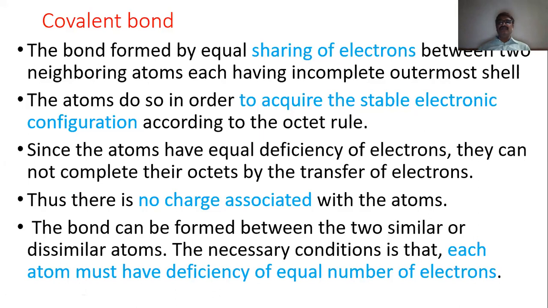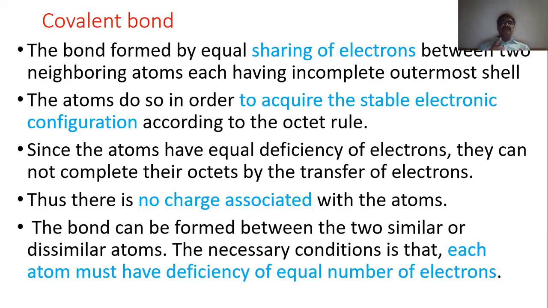It no longer remains an atom; it becomes a positive ion, and the atom which gains an electron becomes electronegative, that is a negative ion. The electrostatic attraction between the two ions, one positive ion and one negative ion, is responsible for the formation of a bond that is called the ionic bond, and the corresponding crystal is called an ionic crystal.